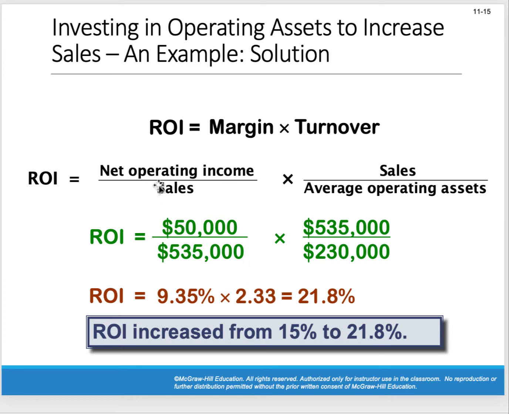So if we calculate ROI based on margin and turnover, we take our increase in net operating income, which is $50,000, our new sales figure, which is $535,000, we get 9.35% operating margin, okay? We get sales divided by average operating assets. To calculate our turnover, we get 2.33, okay? That equals 21.8%. So our ROI increased from 15% to 21.8%. But here's the kicker.